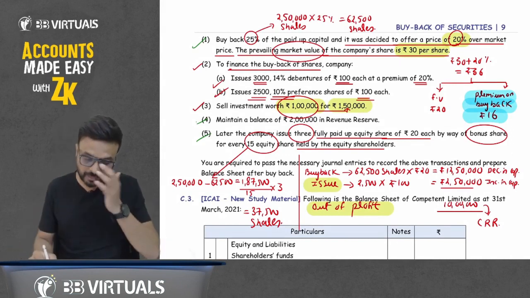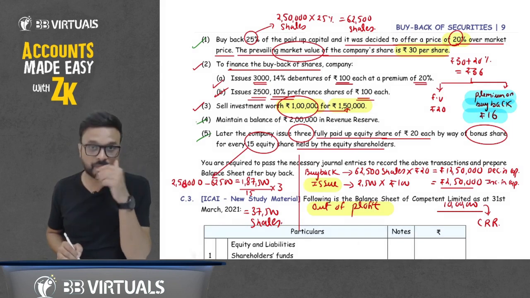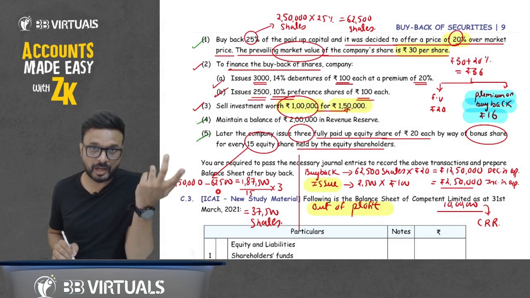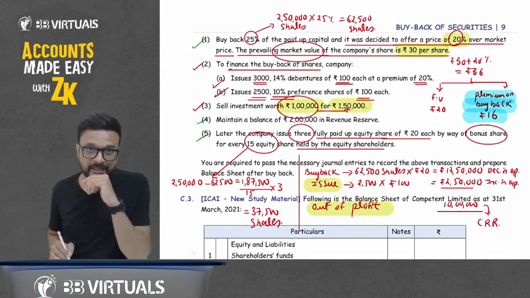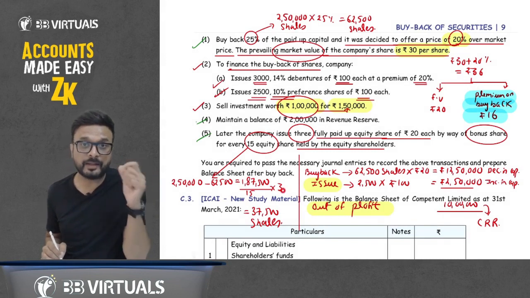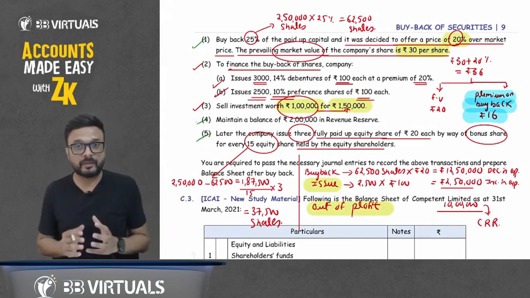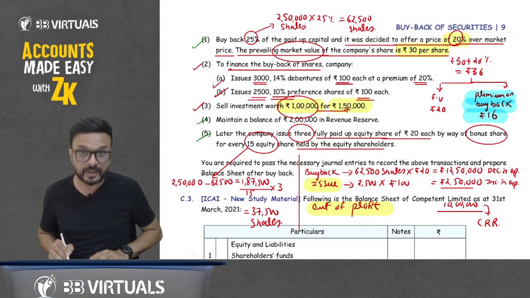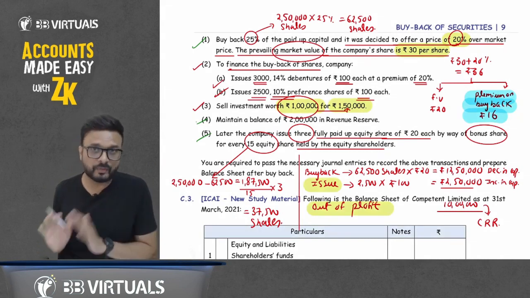So how many shares do we have in total? We have 2,50,000. Out of 2,50,000, we have done the buyback of 62,500. How much do we have now? 1,87,500. For every 15 shares, we are giving 3 as bonus shares. So we are giving a total of 37,500 as bonus. We will make a working note on it.